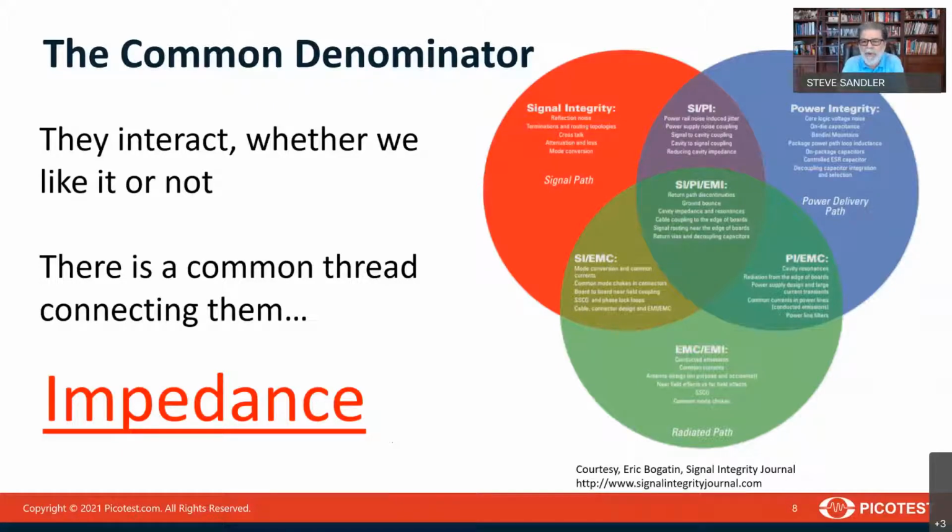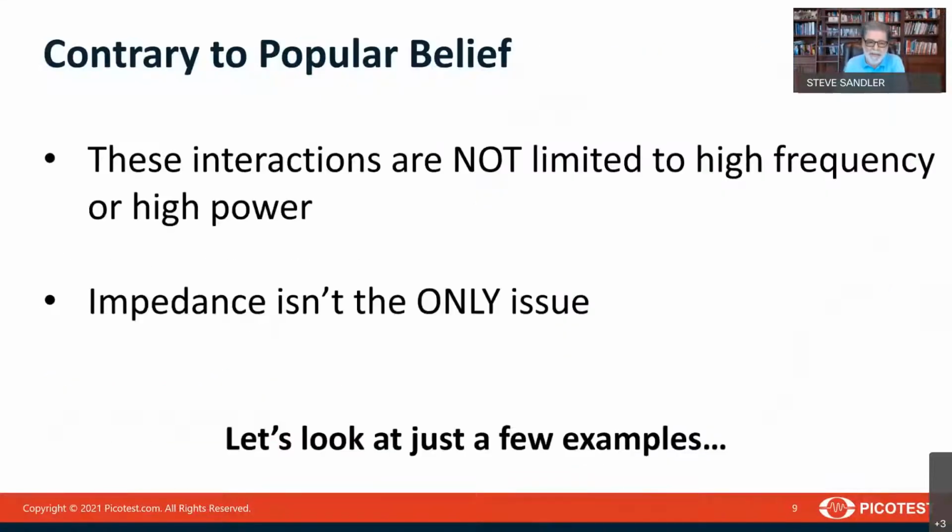All of the performance from power electronics, power integrity, signal integrity, and EMI can be measured, qualified, and quantified by the measurement of impedance. And so that's kind of a key interest. Now, there are some popular beliefs, and most of them aren't true, but one is that interactions are limited to high frequency or high power, and that's absolutely untrue, as I'm going to show you soon.